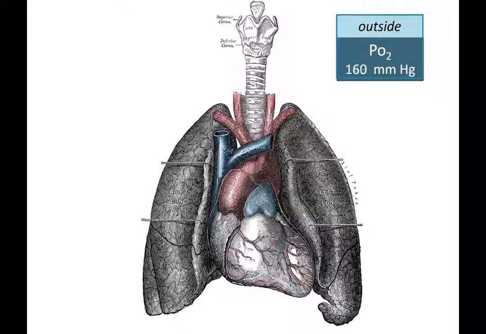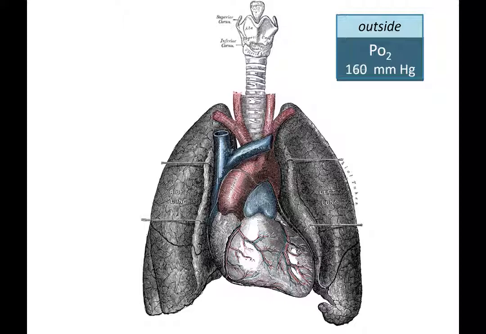So this is at sea level. I'm going to walk you through what is in the air. This is where we were: 760 millimeters of mercury at sea level. Approximately 21% is approximately 160 millimeters of mercury of available oxygen out in the air.